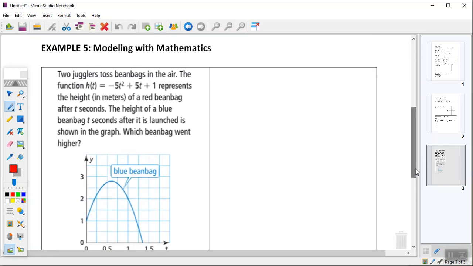We're on this last example here. I want to clean the board up here a second. It's bothering me a little bit right there.